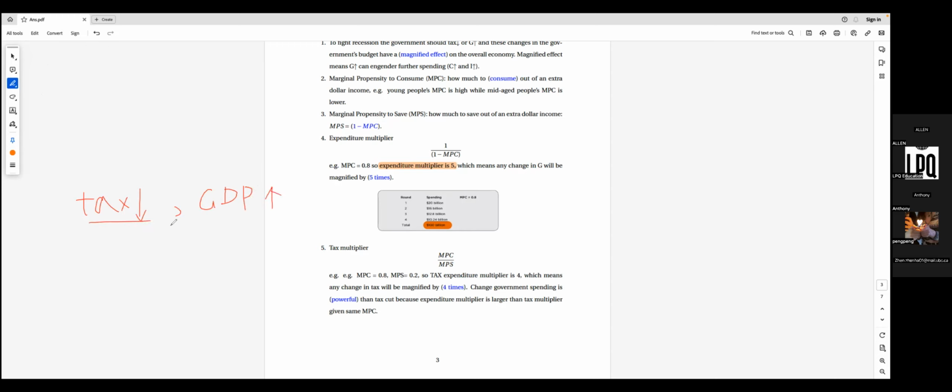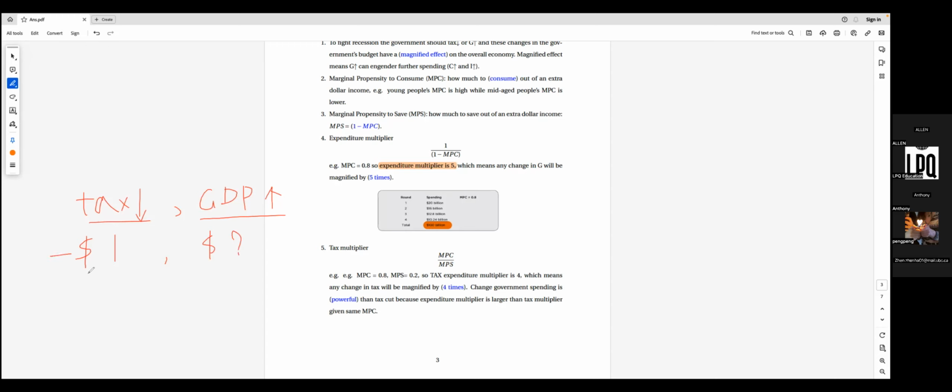Right, if you cut tax, GDP will increase. So same kind of a question. If we cut tax by $1 here, how big is the question mark? The GDP will increase by how much money?